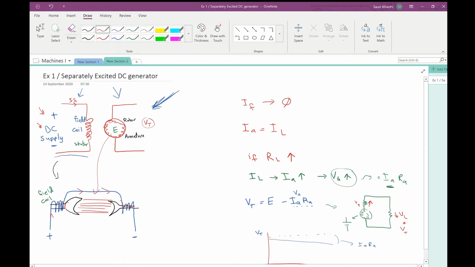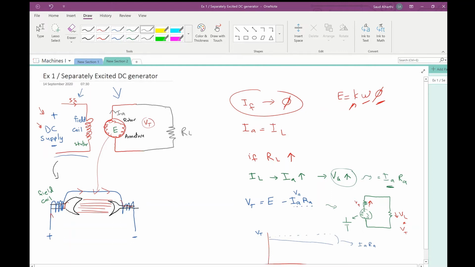So the IF right now will produce flux, and the generated voltage depends on the rotation and flux only, and this is constant. Now, if I connect a load here, RL, what will happen?